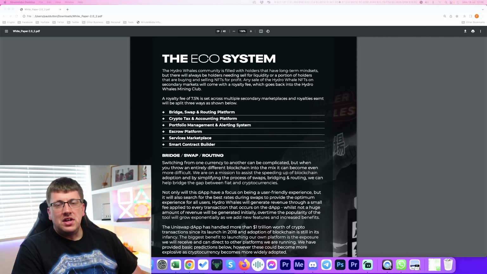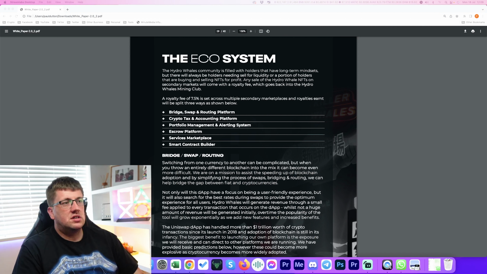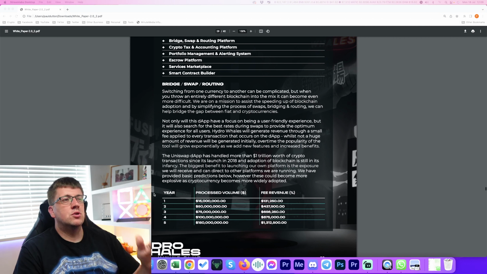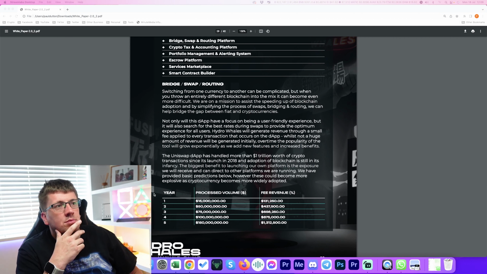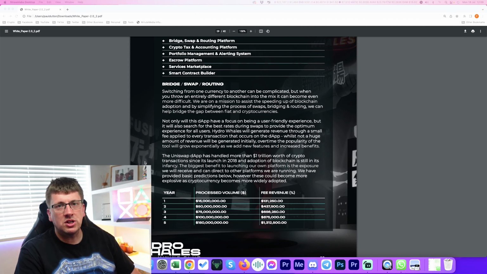Now, we talked briefly about the ecosystem earlier. There were a few things they talked about when they were going to build it. But what is cool with this is it talks about bridging, swapping, routing, crypto tax and accounting, portfolio management and learning system, an escrow platform for contractual agreements and disbursement of funds and that kind of stuff, a service marketplace to hire blockchain developers or launch blockchain services or NFTs or artistry or whatever it is that needs to be there, and smart contract builders.